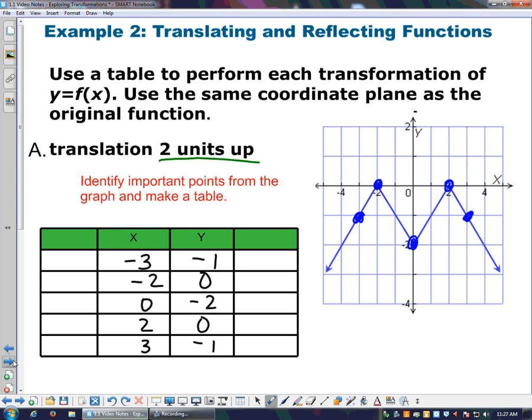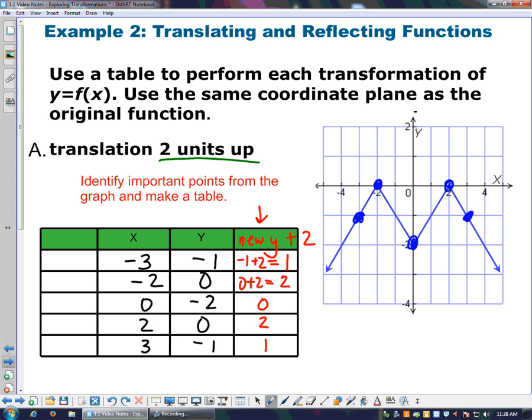So the first thing I want to think about is, is that going to affect my x-coordinate or my y-coordinate? Since I'm moving up and down, that is going to affect my y. So I'm going to use this column right here to help me find out what my new y value will be. Since I'm moving it 2 up, I know I need to add 2 to each of those y coordinates. So I'm going to leave x as is. My new y here, if I take -1 plus 2, that is going to become +1. Again, 0 plus 2 will become +2. We'll get a 0, a +2, and a +1.